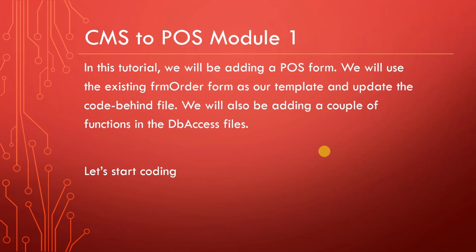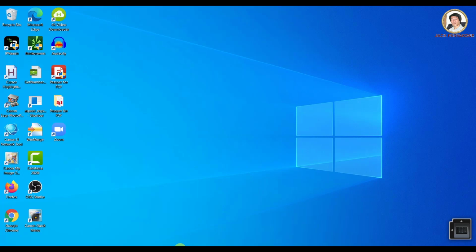So in this tutorial, we are going to be adding the POS form. We will use our existing order form as our template, and also we need to update the code behind file. Also, there are a couple of functions that we need to add in order to make this work. Let's get started. All right.